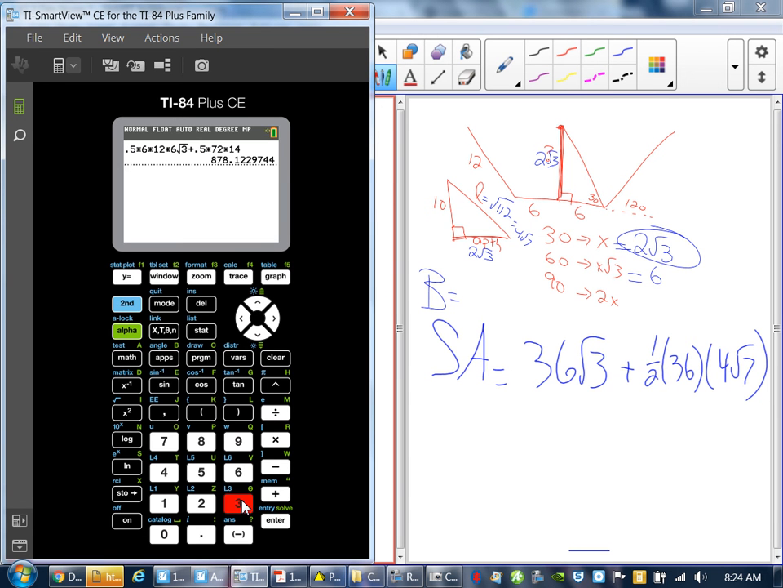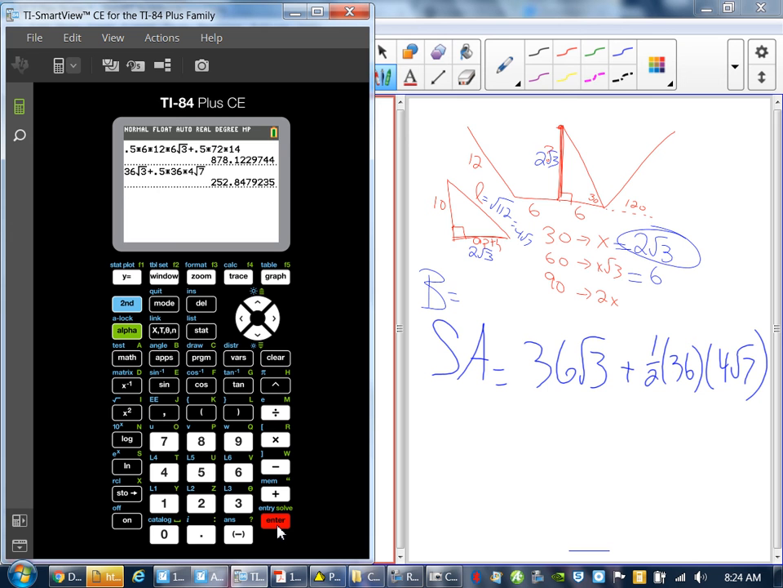So let's see here. 36 root 3 plus 0.5 times 36 times 4 root 7. 252.85. Now, remember how you said your calculator spit out 4 root 7? I think it did it automatically, didn't it? Did you get the square root of 112 and then you hit the button or something? No, I don't know. Okay.